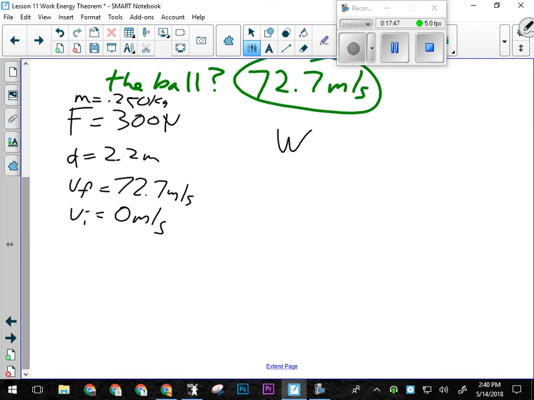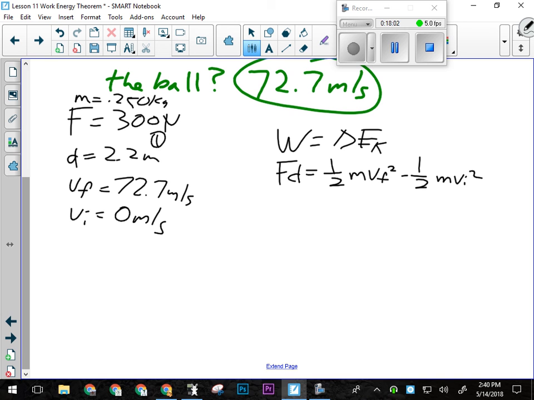So we're going to have work equals the change in kinetic energy. That means force times distance equals 1/2 mvf squared minus 1/2 mvi squared. All right, so you'd get a mark for your givens, and you would get a mark for this step here, identifying what type of energy is changing in the question.